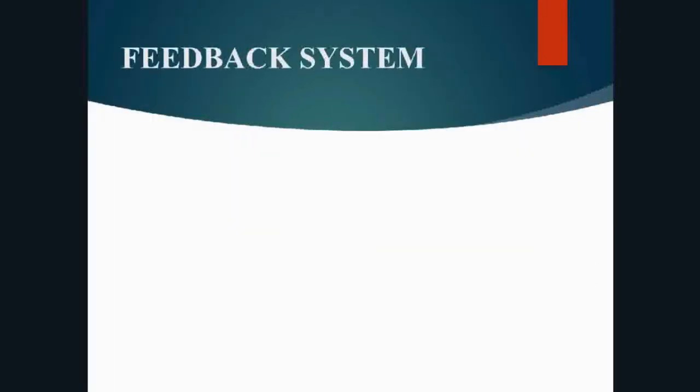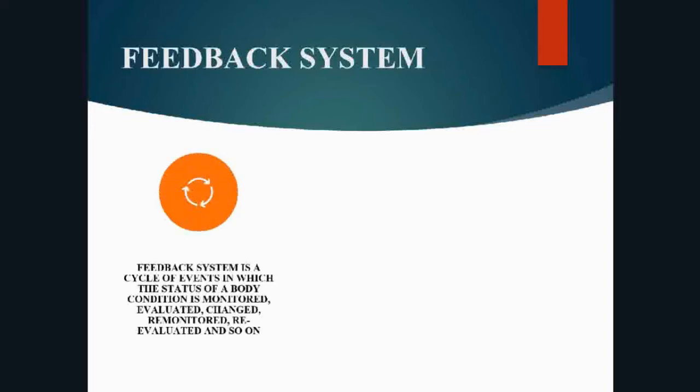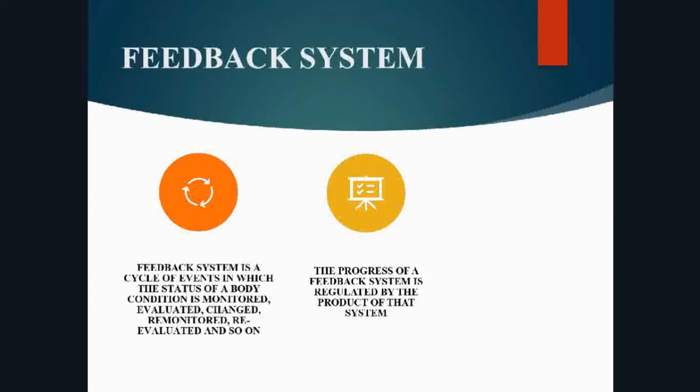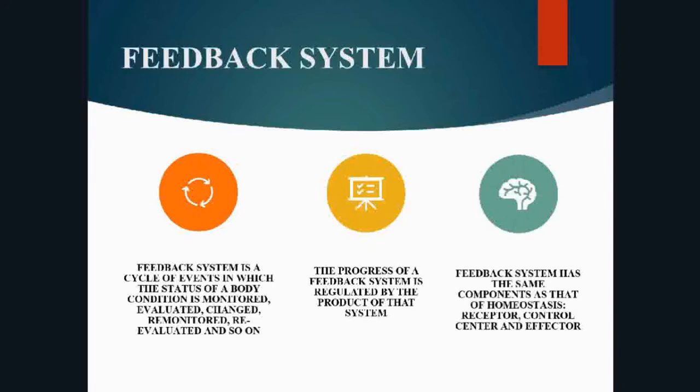A feedback system can be defined as a sequence of events with each event stimulating the next and so on, finally producing an end product or a response which can be re-evaluated and changed if it does not meet the optimal requirements of the body. The end product can either stimulate or inhibit the activity of a feedback system. So, a feedback system is a never-ending cycle of events that is functioning continuously in the body. Feedback systems have the same components as in homeostasis: a receptor that perceives stimulus, a control center that evaluates the information and generates output commands, and an effector that produces responses.